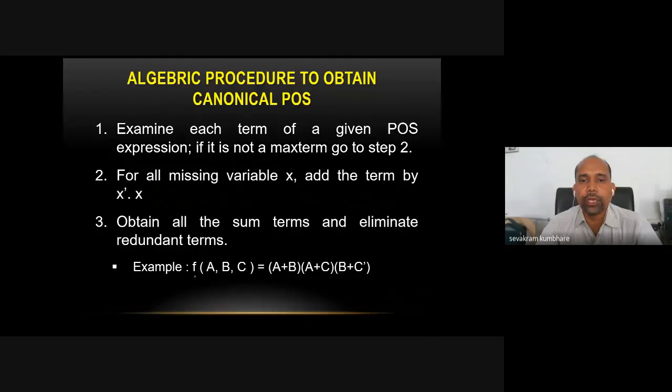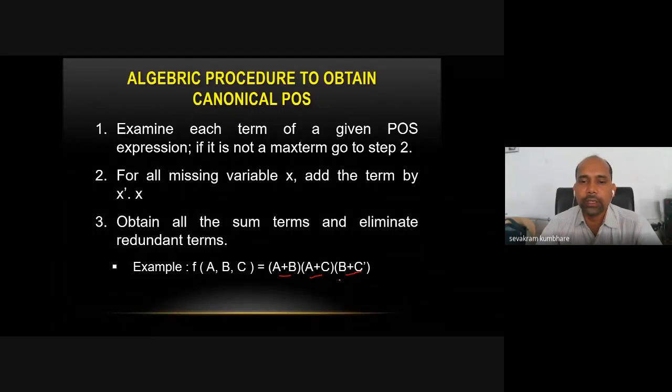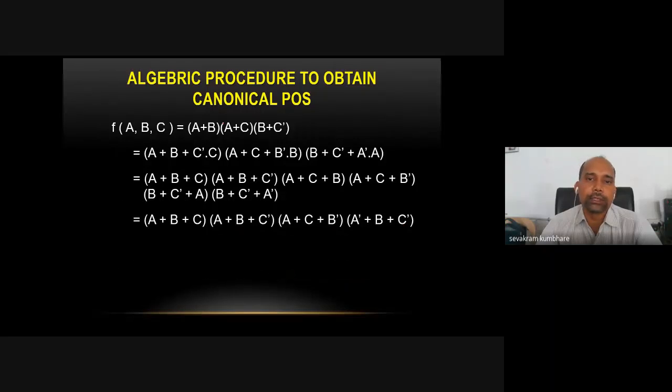F is equal to ABC, which means it has only 3 variables, A, B and C, and is equal to (A plus B) into (A plus C) into (B plus C bar). In this expression, in the first term C is missing, in the second term B is missing, and in the third term A is missing. In first, C is missing, so we add C bar dot C. In second, B is missing, so we add B bar dot B. In third, A is missing, so we add A bar dot A.